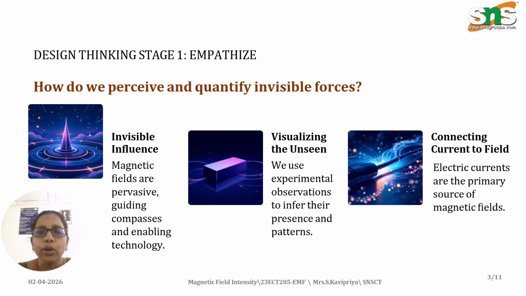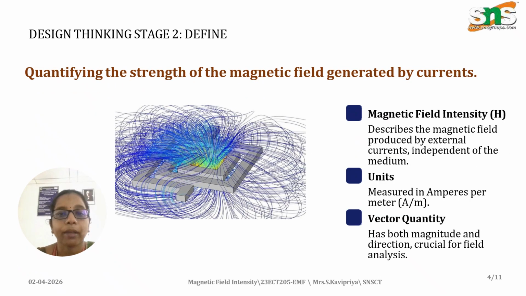First thing is how to perceive and quantify this invisible force. So the magnetic field is guided by compasses, and through experimental observation we can infer its presence. And the major source of this magnetic field is a current. A current carrying conductor produces a magnetic field.